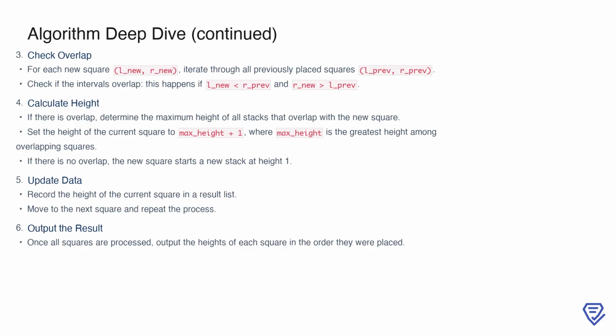If overlap is detected, we then calculate the height of the new square based on the stacks it overlaps with. Specifically, we find the maximum height among all overlapping squares and set the new square's height to max_height plus 1, where max_height is the tallest stack among those overlaps. If no overlap is found, the square starts a new stack at height 1. After calculating the height, we record it in a result list to keep track of the heights for each square. This process is repeated for every square in the list. Once all squares are processed, the output is the list of heights in the order the squares were placed.